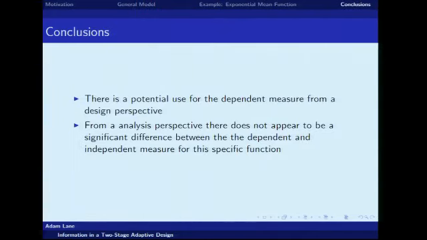So, conclusions: there is a potential use for the dependent measure from a design perspective. But from an analysis perspective, there doesn't seem to be too big of a difference. So if what you're interested in is analysis, then for this specific function, you should be able to just think of using the independent case and you'll be all right.